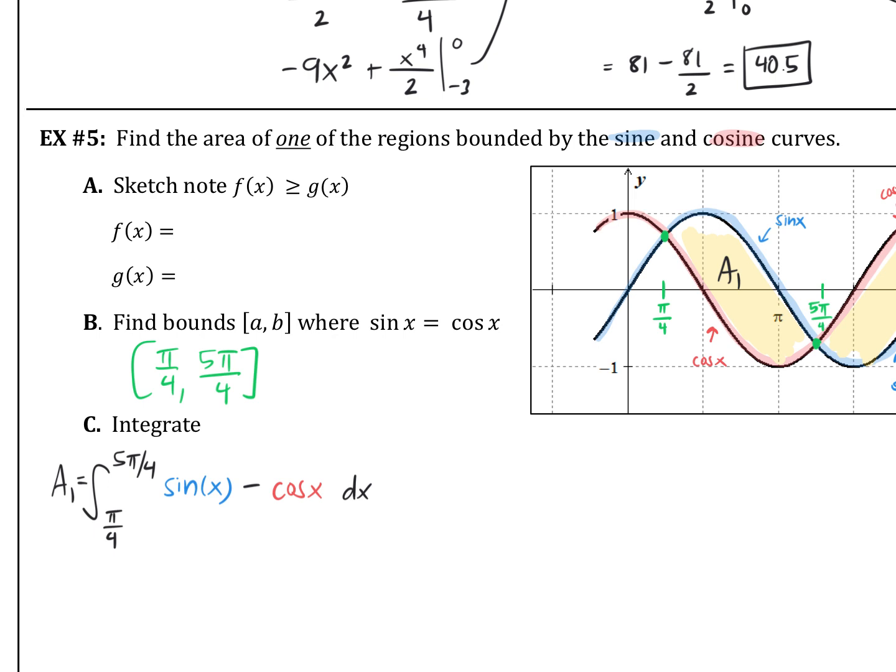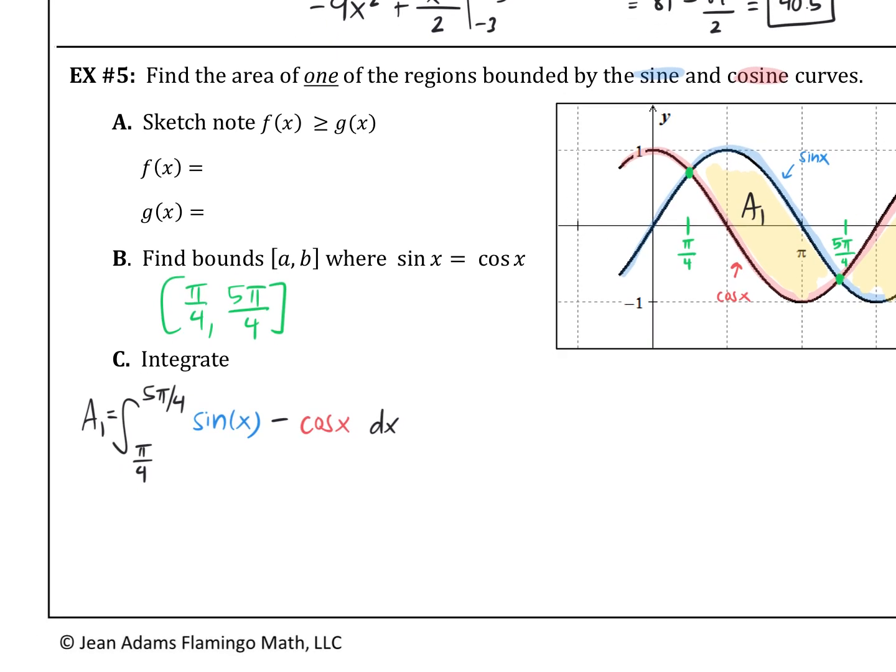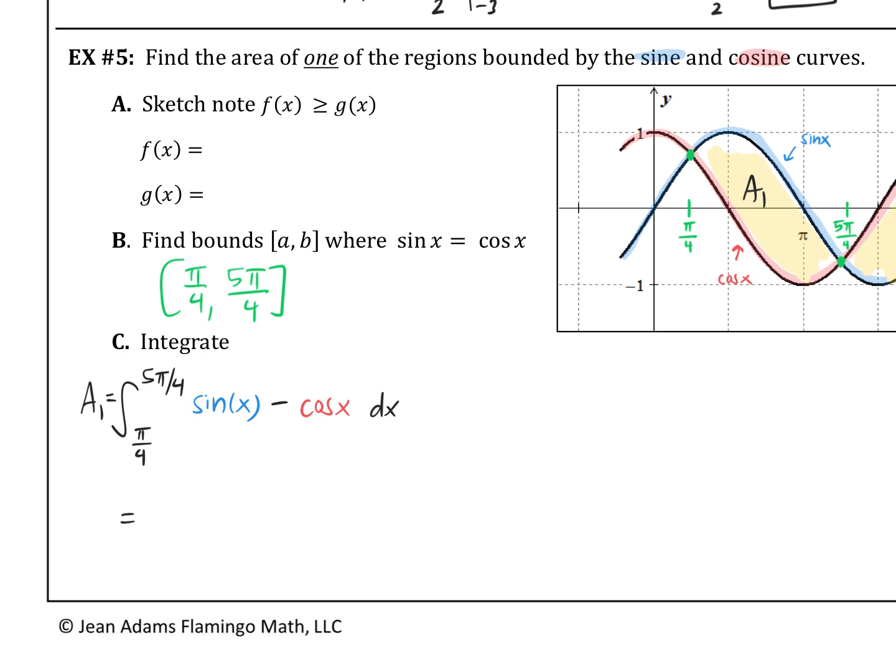So we need to integrate first, which means we got to remember our trig integrals. When I integrate sine of x, what am I going to end up with? Negative cosine. So I'm going to have negative cosine of x. And then if I integrate cosine, I end up getting sine. So I'm going to have minus sine of x. And I'm evaluating this both at 5 pi over 4 and pi over 4.